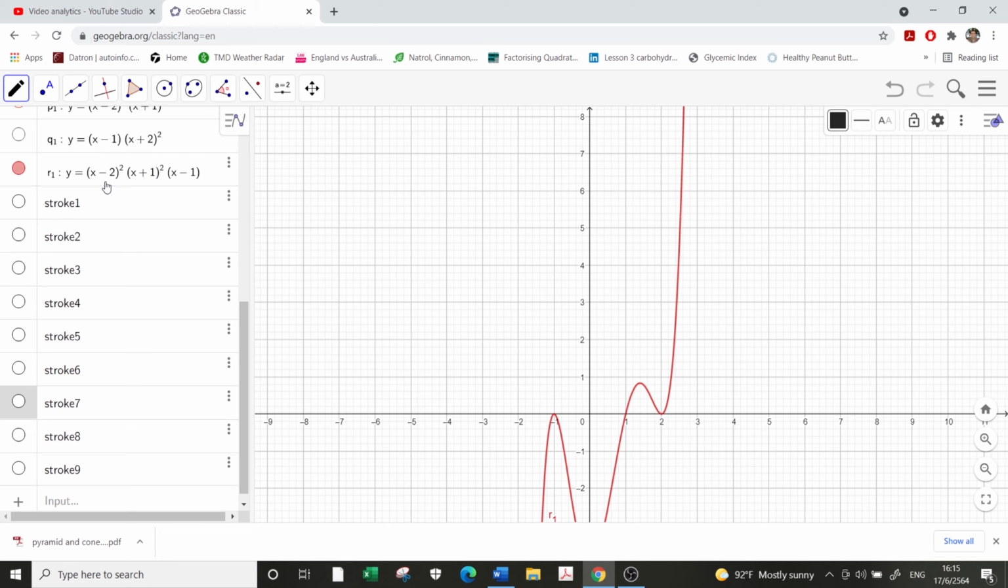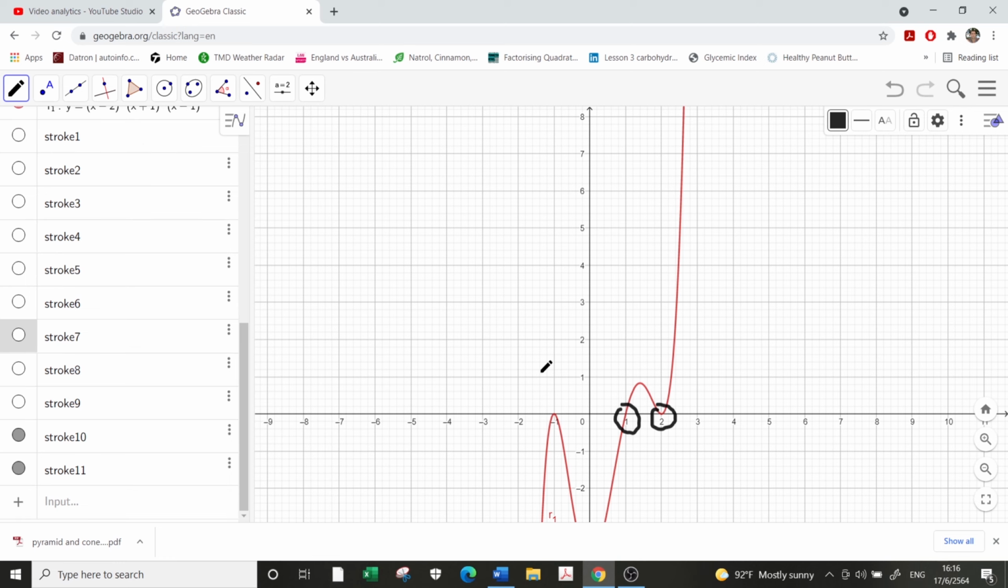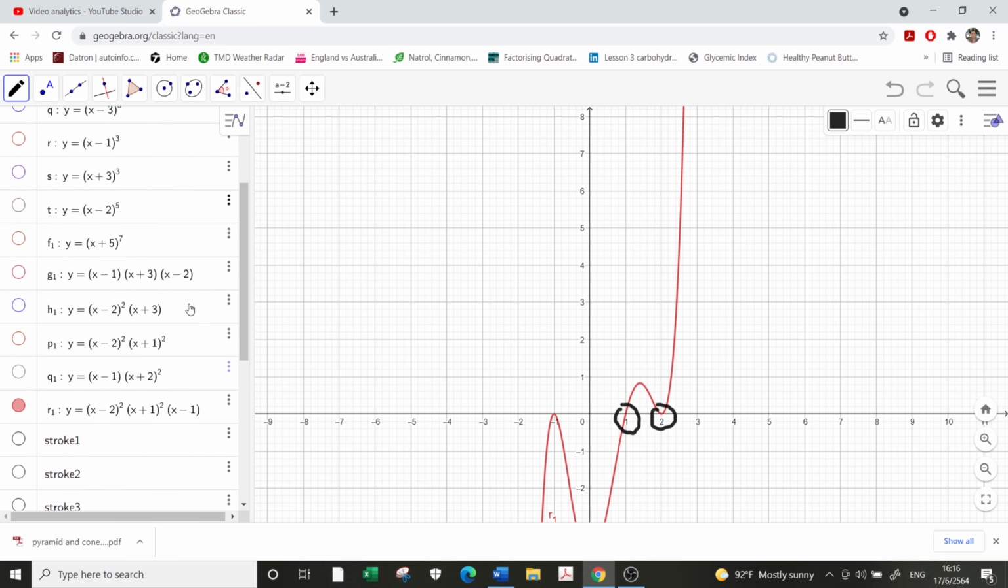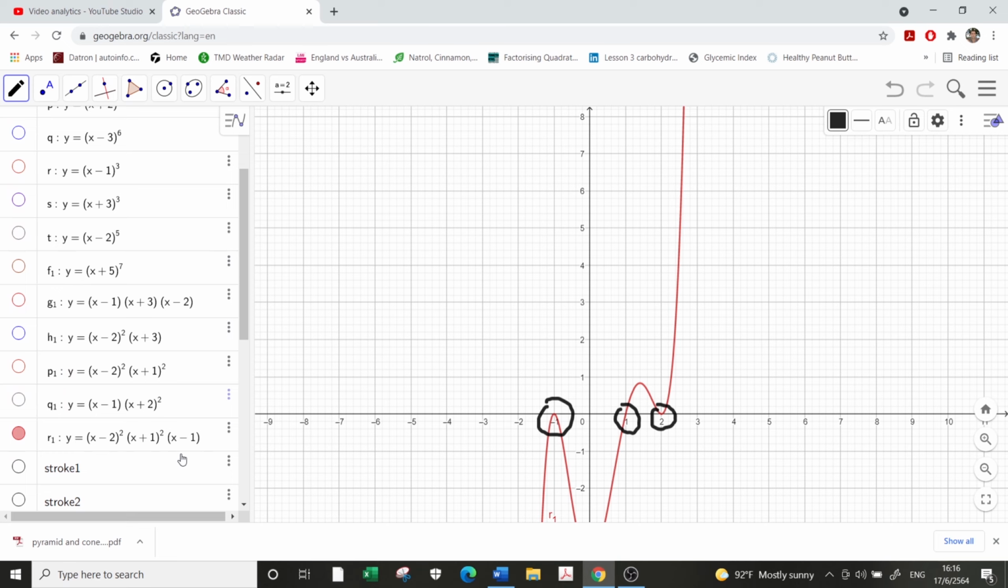Okay, so x minus 2 power 2. And this one is x plus 1 power 2. So these will touch the graph, but not cut. So at 2, you can see we are touching the graph, but we're not passing through 2. We'll go up. Through 1, we cut the graph because of the odd power, x minus 1 to power 1. Then we'll go down and back up. At x plus 1 squared, we will touch the x-axis and then go back down to negative infinity.